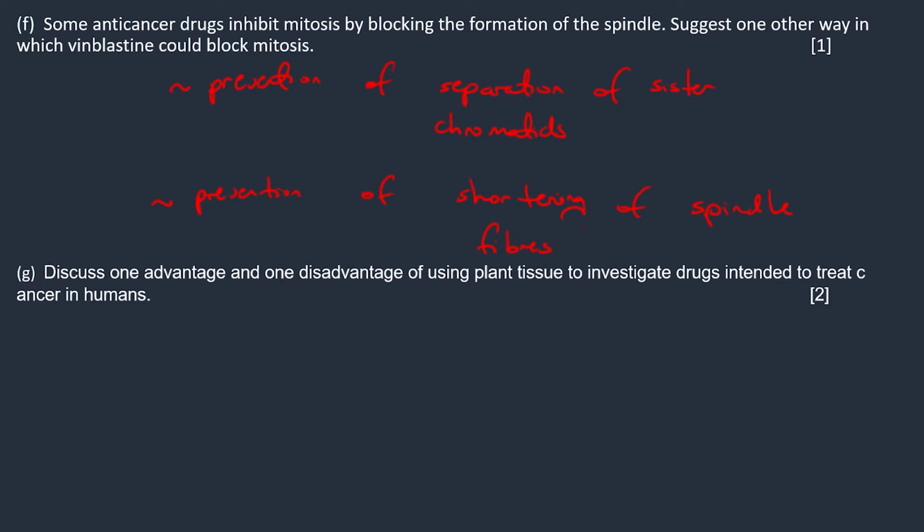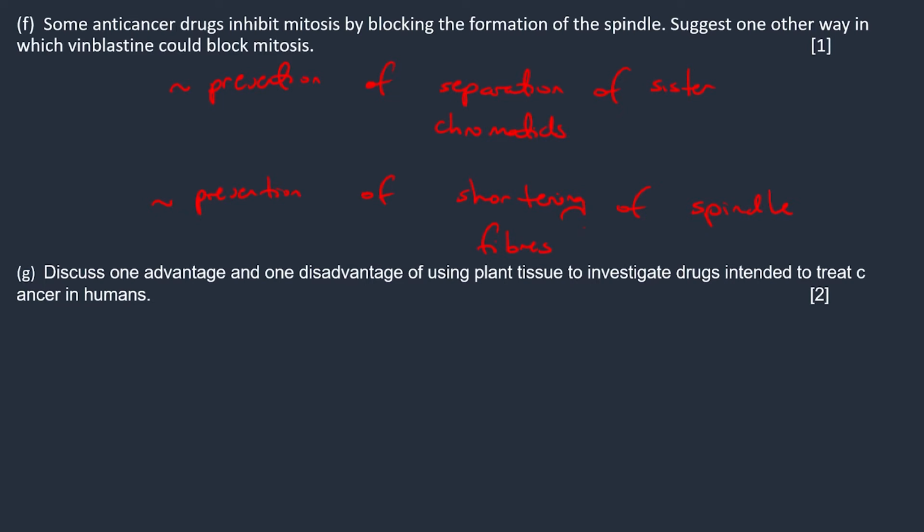Then they go on to ask you to discuss one advantage and disadvantage of using plant tissue to investigate drugs intended to treat cancer in humans. Whenever you take a study from one species and you try to apply it to another species, the obvious disadvantage is that cells may not respond the same way.